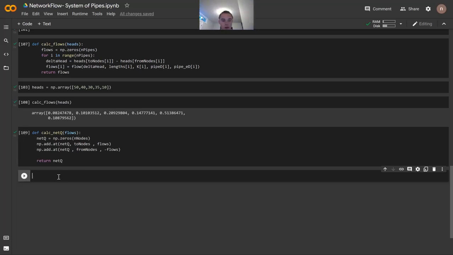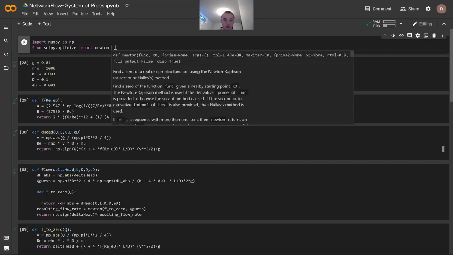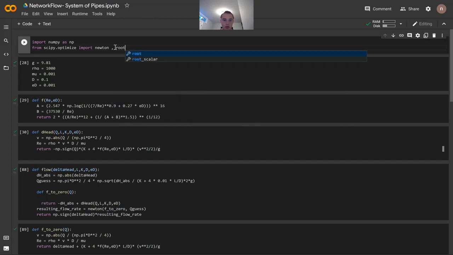Shift enter. What we want to do next is zero out what we did, kind of like the f to 0 function we did earlier. We basically want to zero out our internal flows, given iterated through unknown internal pressures. To do that, we first need to make another import, which will be a variation of the Newton function. In this case, it will be called root.